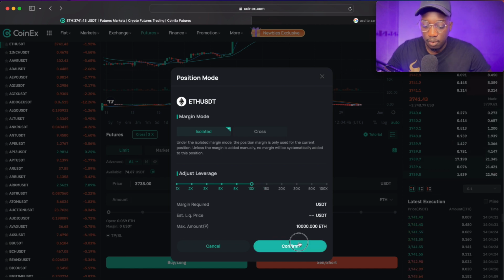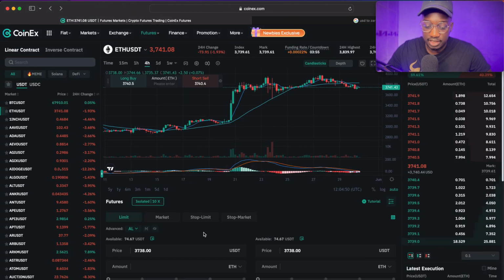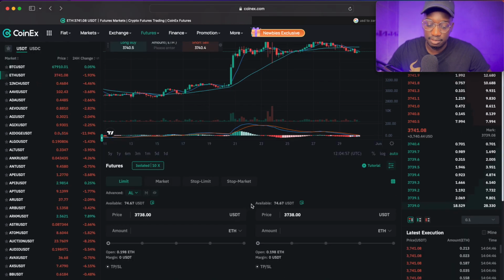So right now I'm just gonna go ahead and click confirm. So it means that I'm satisfied with this leverage, and I'm using isolated, it's not cross. If I use cross, I'm gonna use the whole available balance that I have in my wallet. So in this case, I only want to use like 50 USD and stuff like that.